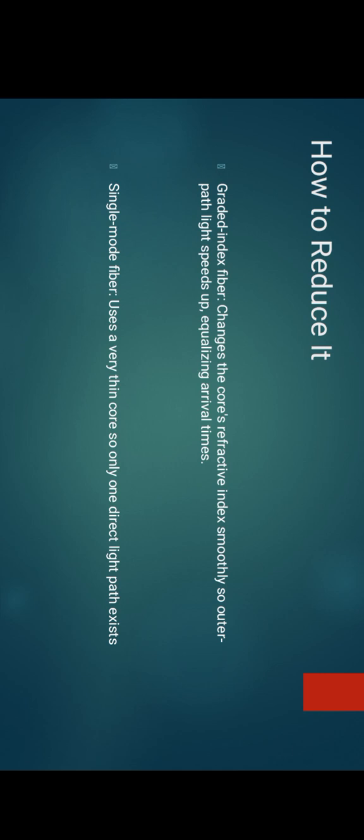Next one, how to reduce the dispersion. First one, graded index fiber. It changes the core's refractive index smoothly so outer path light speeds up, equalizing arrival times. Second one, single mode fiber. It uses a very thin core so only one direct light path exists.